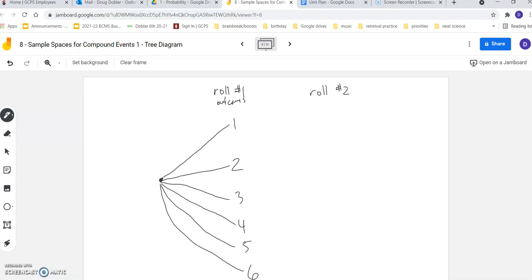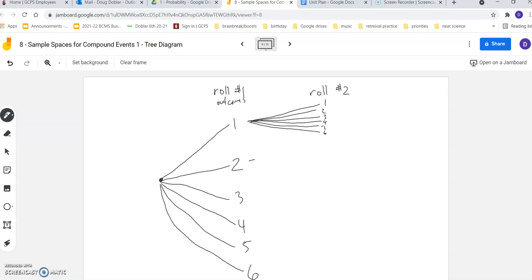Now, let's say I roll a 1 first. Then I'm going to do roll number 2. Well, there's 6 more possible outcomes after the 1. I could get a 1, I could get a 2, I could get a 3, 4, 5, and 6. Right? So I could get a 1, then a 1, a 1, then a 2, a 1, then a 3, a 1, then a 4, a 1, then a 5, then a 1, then a 6.